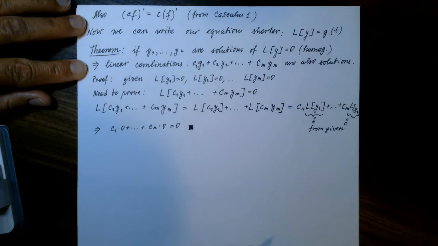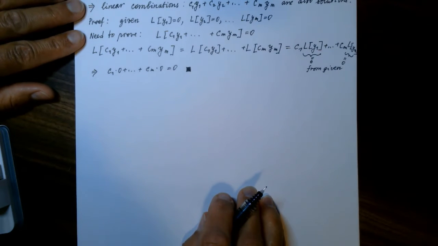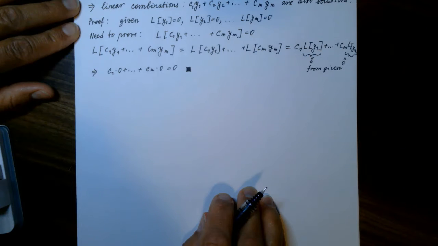So if you have several solutions, you combine them with any arbitrary constants, and you are going to get a solution again. This happens because our equation is homogeneous and linear.